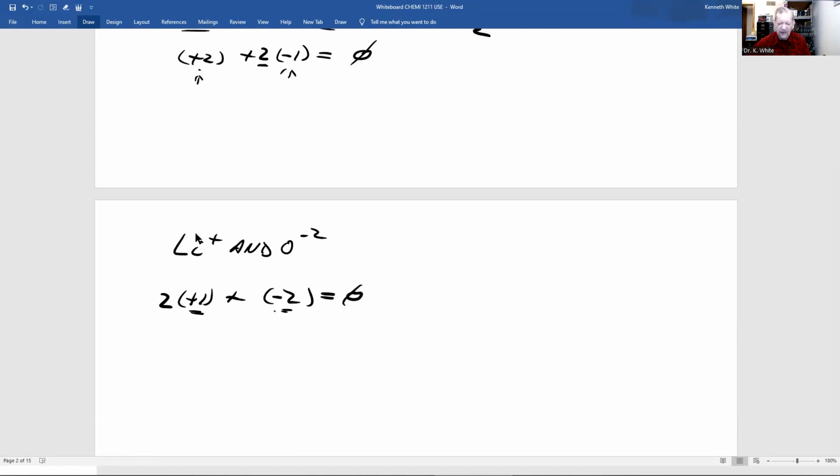And how do you write the empirical formula? Well, this tells me there are 2 lithium. And that's how you write that. And 1 oxygen. And that's lithium oxide.